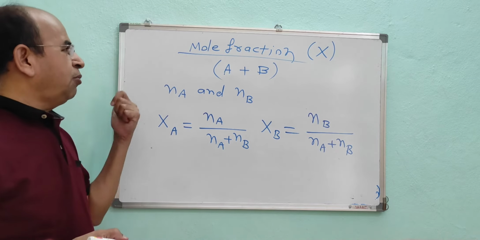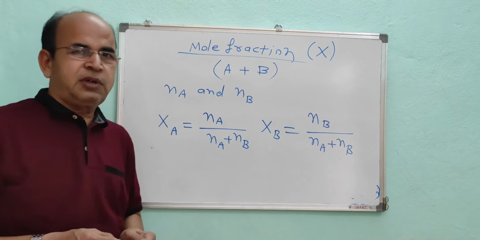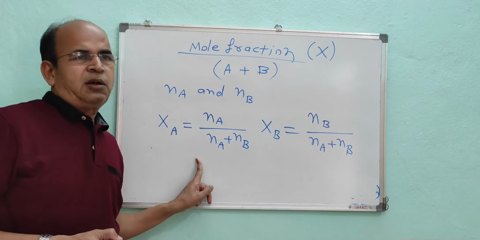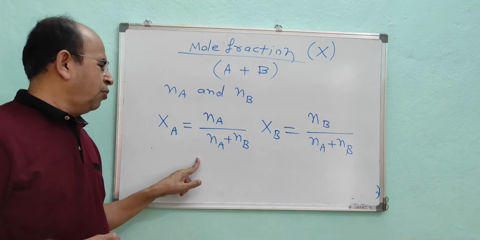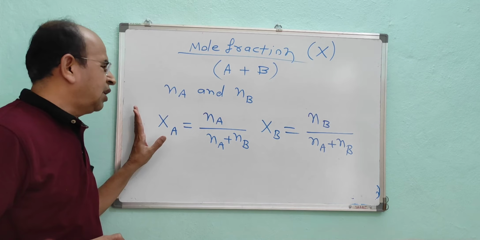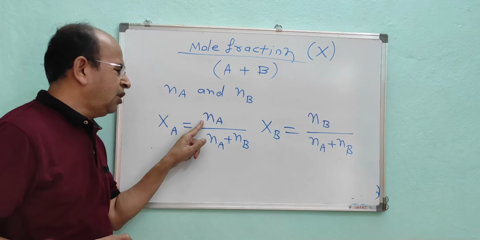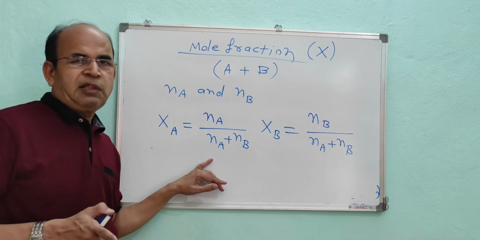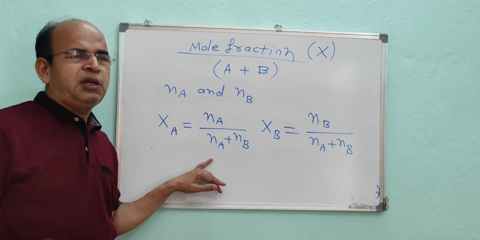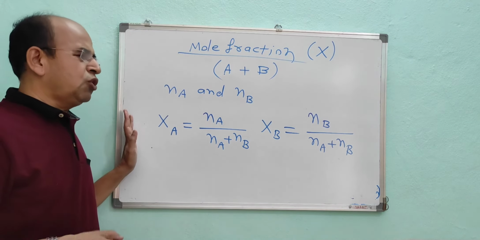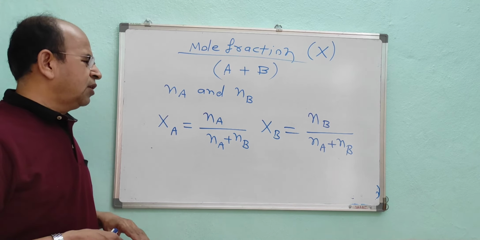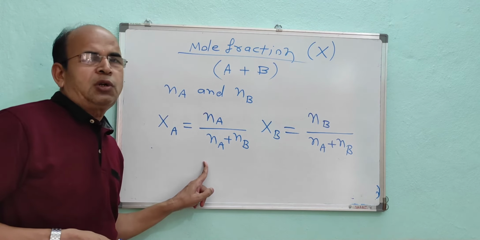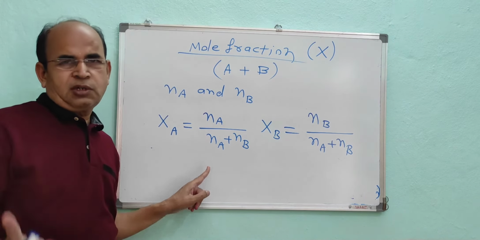So what is the definition of mole fraction? Mole fraction of any component is equal to the number of moles of that component divided by the total number of moles. I will repeat the definition. The mole fraction of any component in the solution is equal to the number of moles of that component divided by the total number of moles of all components.